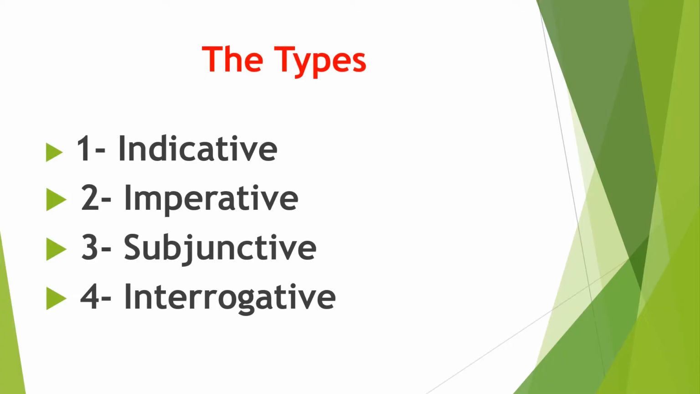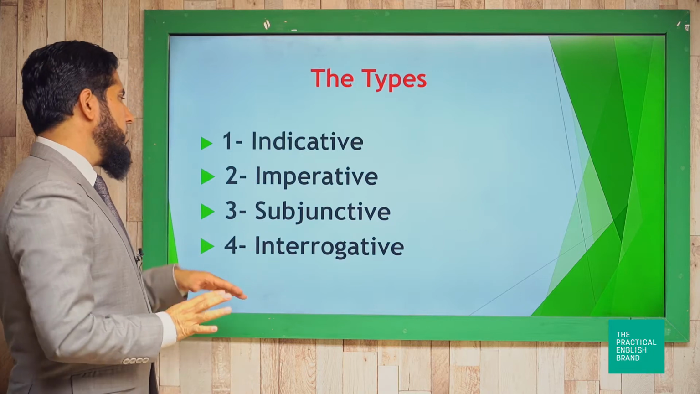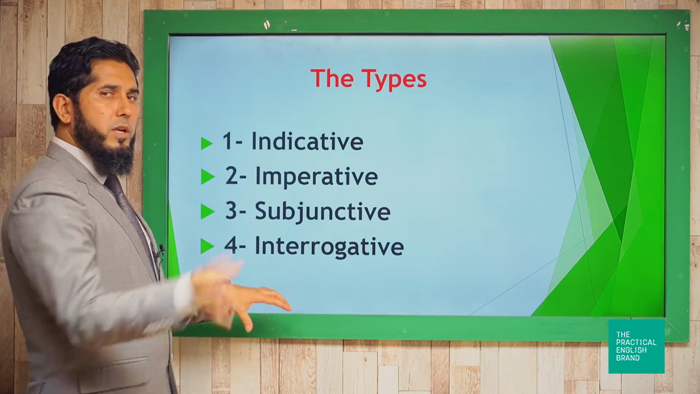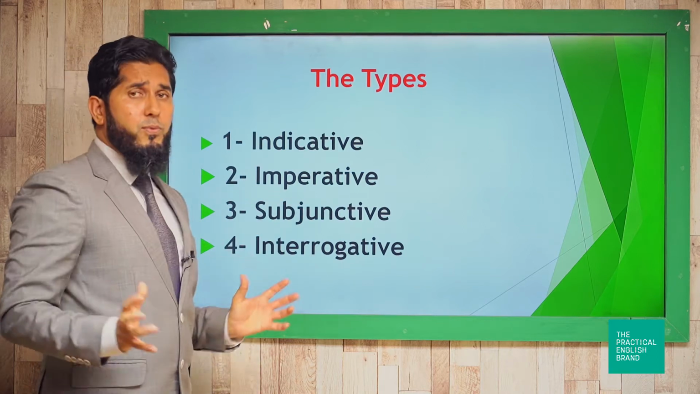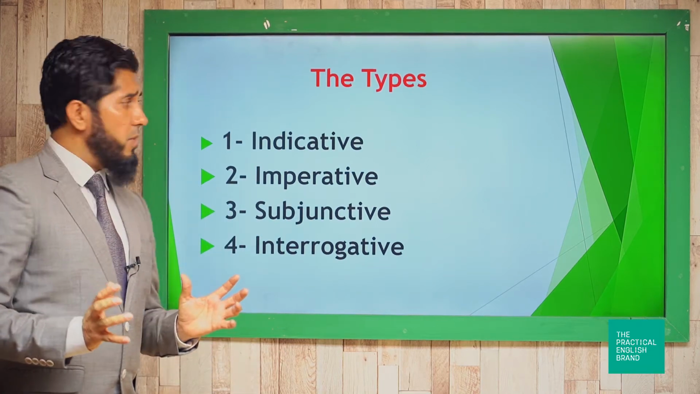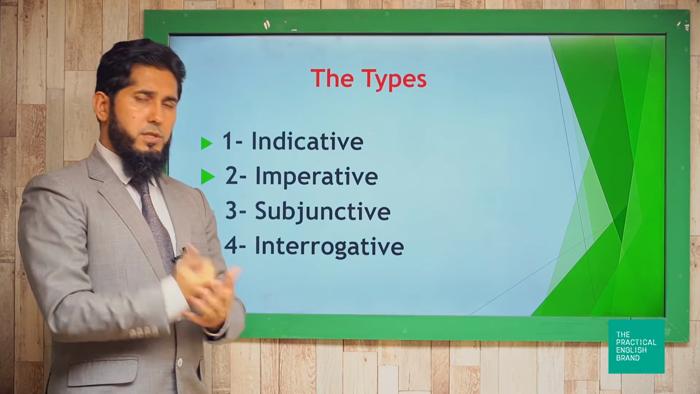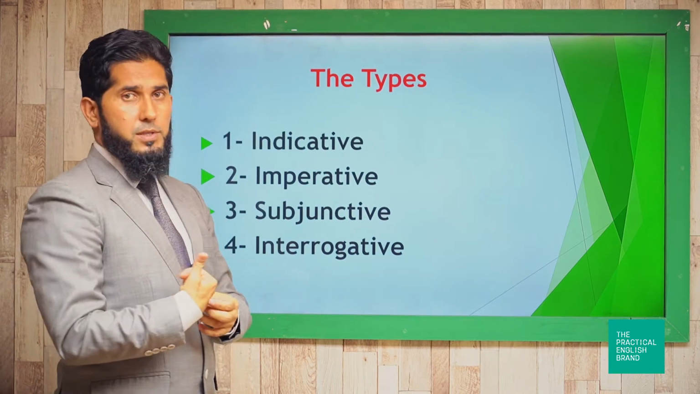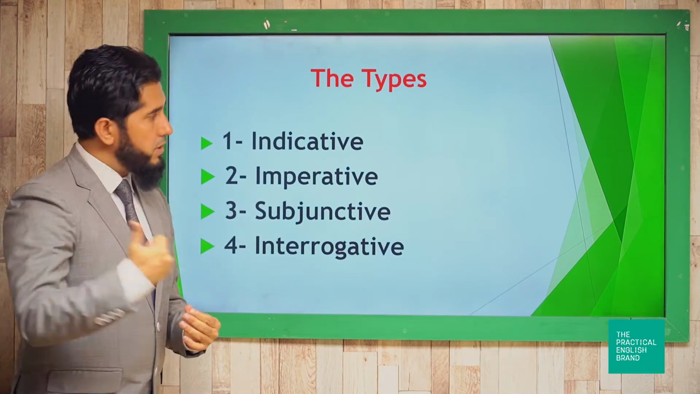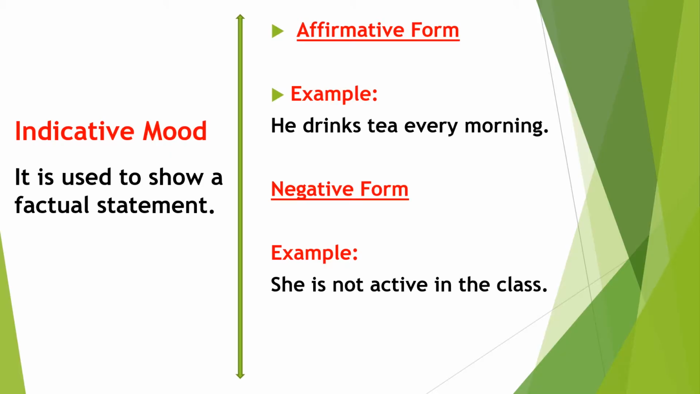So, indicative, imperative, subjunctive, and interrogative. Some of them say there are only these 3. They don't include interrogative. Some of them say there's conditional as well. But 4 types of verb mood is a good idea to be chosen and explained. Okay, so now let's go to the next slide and see the first verb mood, which is indicative.